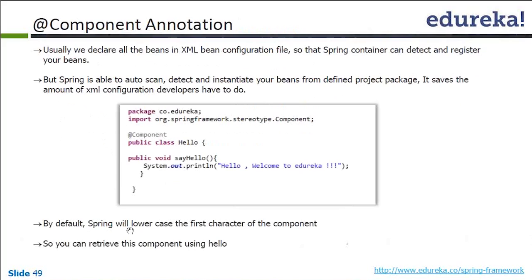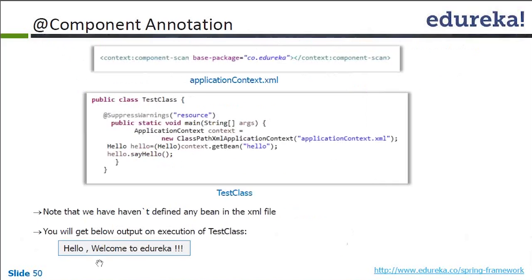By default, Spring will lowercase the first character of the component. Here the component name is Hello, right? So the bean ID would be small h-e-l-l-o. That's it. So you can retrieve this component using hello.